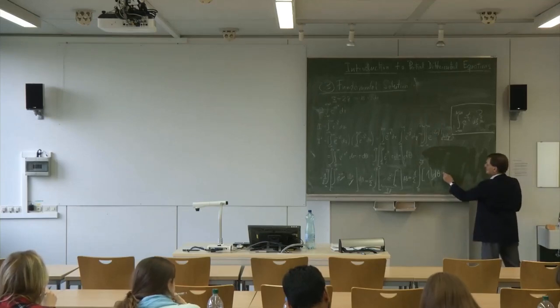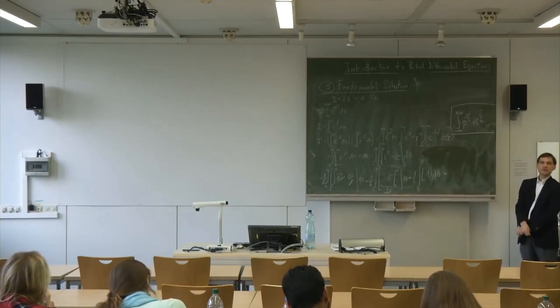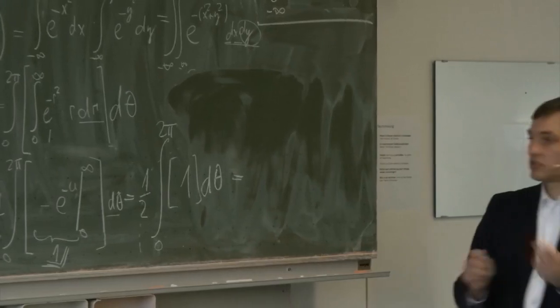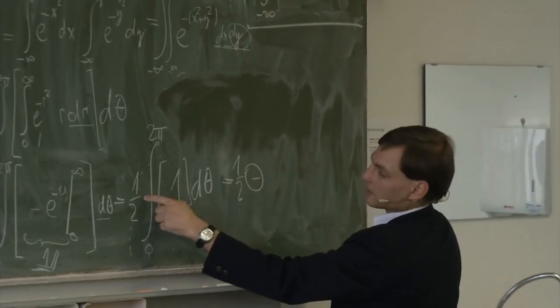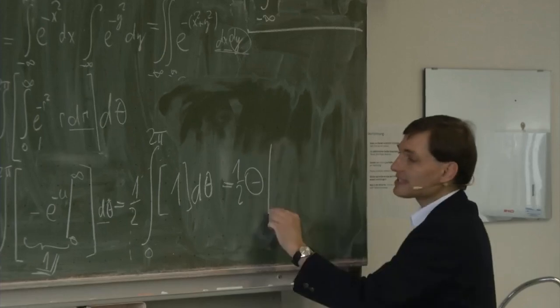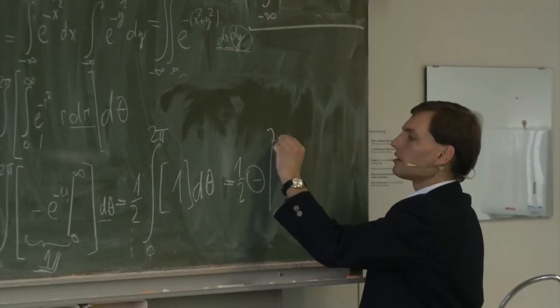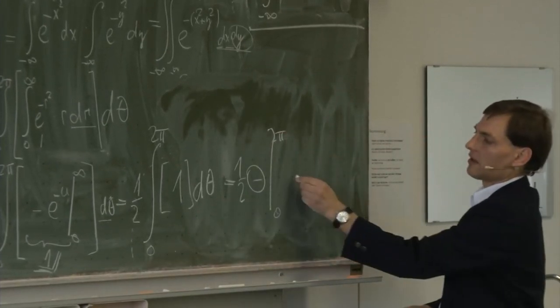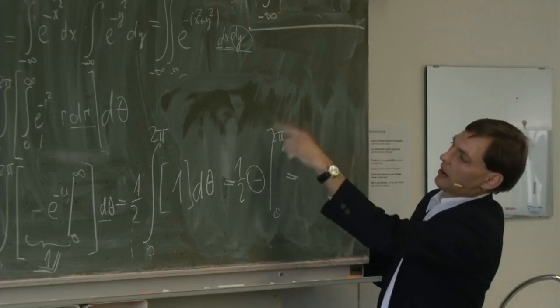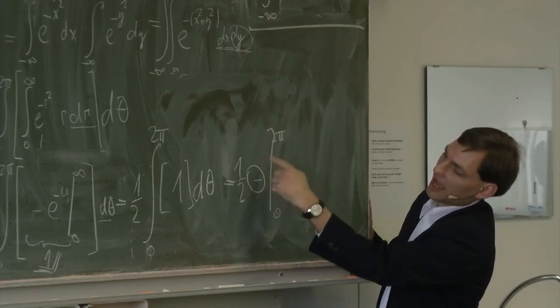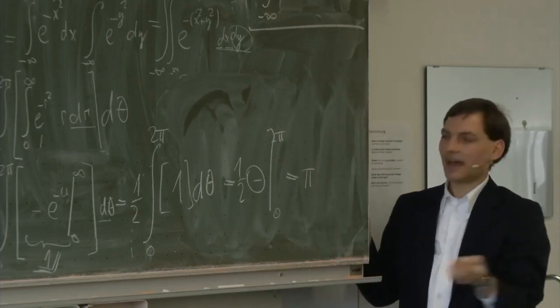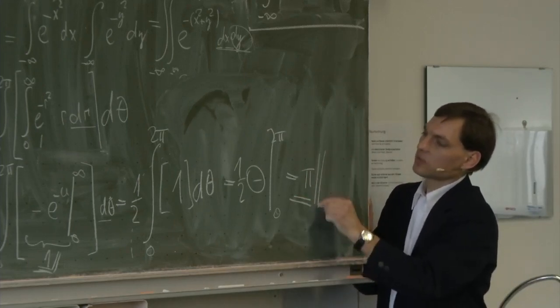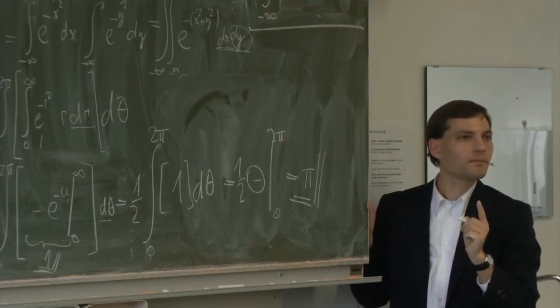Well, what is this? Can you tell me this integral over theta? It's just theta, well, 1 over 2, right? Don't forget what is in front. And then it's theta at my boundaries, from 0 to 2 pi. And what is this? Well, if I plug in 2 pi here, the 2 cancels, we got pi. And if I plug in 0, well, that's 0. So this integral is pi.